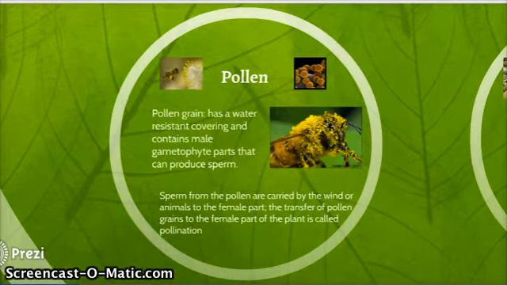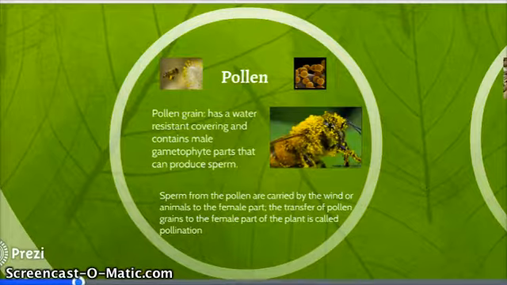Sperm from the pollen are carried by the wind or animals, as you can see, like bees here and here, to the female part of the plant. The transfer of this pollen grain to the female part of the plant is called pollination.